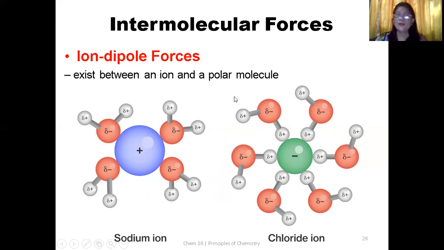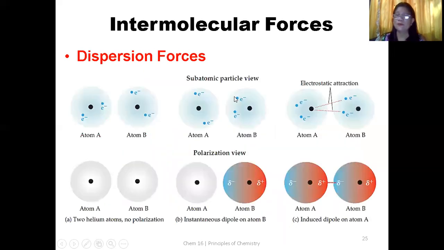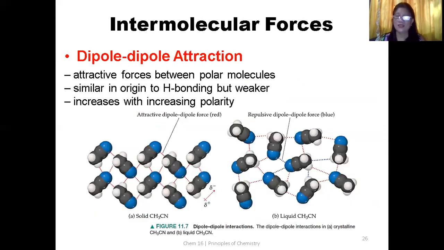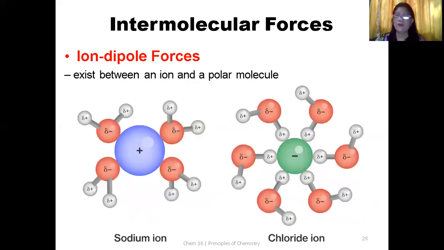The dipole, or dispersion, has something to do with the polar molecule, polar atom. Earlier, if there is a presence of an ion. It exists between an ion and a polar molecule. For instance, sodium ion and chloride ion. So, that is it.